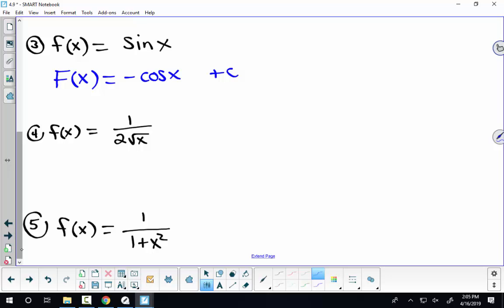How about 1 over 2 root x? What's the antiderivative of 1 over 2 root x? Square root of x. Do you all agree? Hopefully you've done that one 50 times at least.